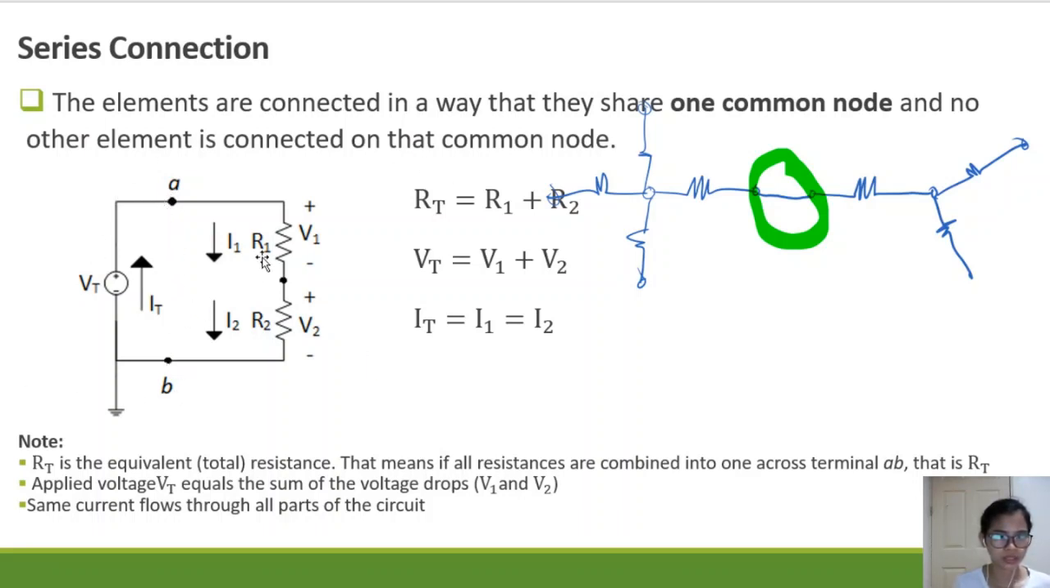AB is just the sum of the resistors, so that would be easy. And the voltage drop or the total voltage would be the sum of the voltage drops across R1 and R2. And then since this is a series connection, the current that will pass through here, we can say as the total current, will also be the same as I1 and I2. Why? Because this is a series circuit. Whatever current or whatever electrons flow onto this branch is just the same amount of electrons flowing onto this branch. That's why for a series connection, the current here is just the same as the current here.